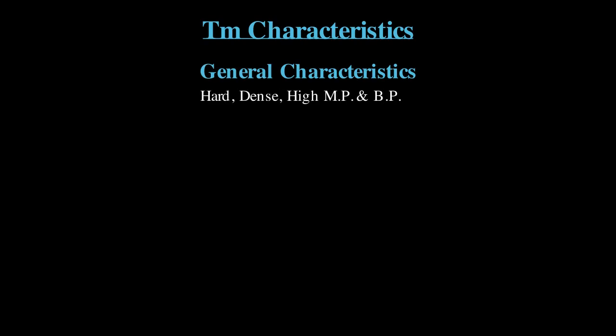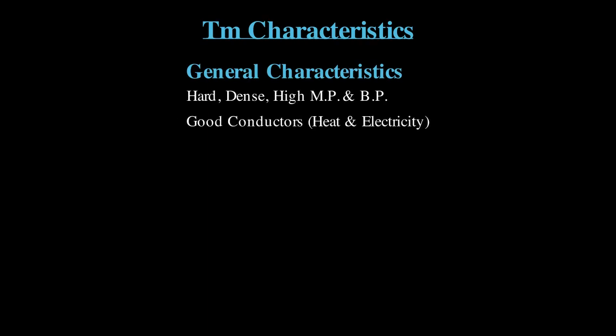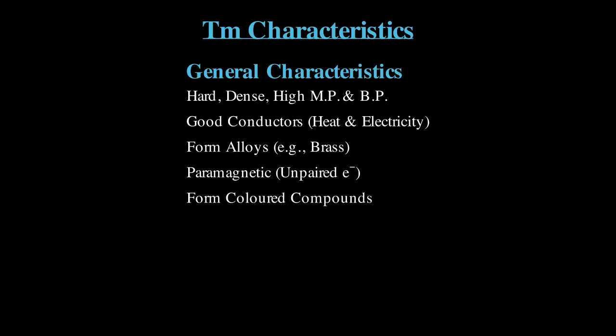Now let's discuss their general characteristics. Transition metals are typically hard, dense, and possess high melting and boiling points. They are excellent conductors of heat and electricity, which you know from everyday examples like copper wires. They readily form alloys, like brass and bronze. Chemically, 2 key properties stand out. Most are paramagnetic due to unpaired electrons, and they famously form brightly colored compounds.